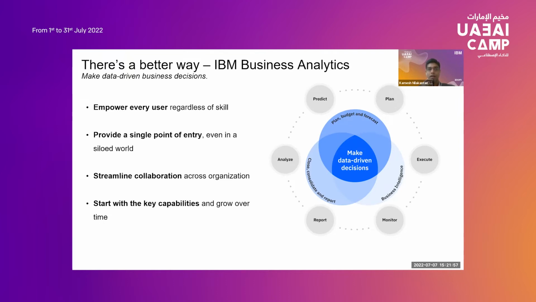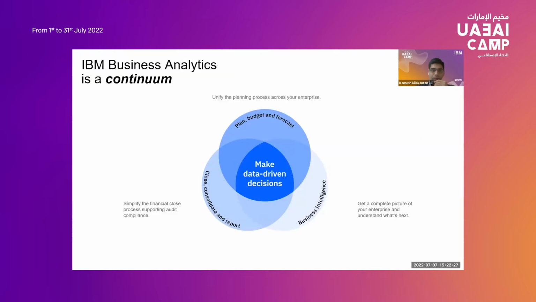That's number one. Number two is to eliminate silos and provide a point of entry for every business and every organization, even though we are living in a siloed world. The third is to streamline collaboration. Everyone should participate. It's not about some users having access to data and some users not having access. Last but not the least, focus. There needs to be clear focus for every organization in terms of where they want to start so that they can grow over time.